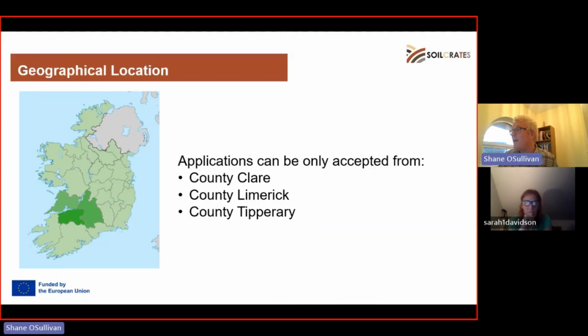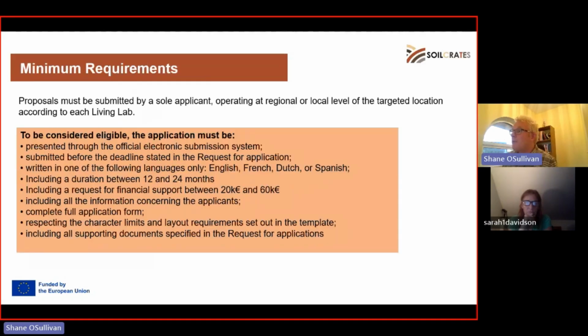As I said before, applications can only be accepted from County Clare, County Limerick and County Tipperary, and that is the key requirement within the funding call. Proposals must be submitted by a sole applicant operating at a regional local level within the prescribed counties. These have to be uploaded onto an official electronic submission system, which we will provide guidance on how to use. It's very user friendly. You have to submit by the deadline for the call, and my colleagues will talk to you in more detail about that shortly.